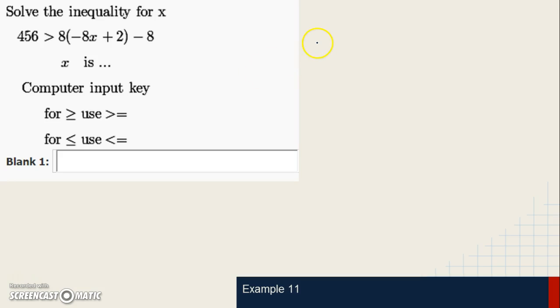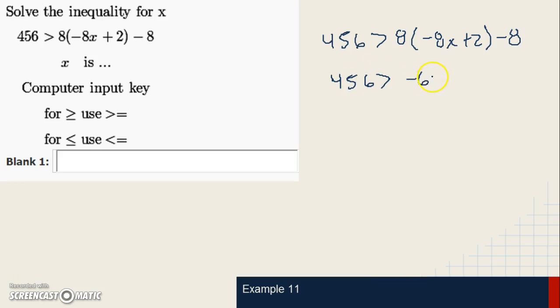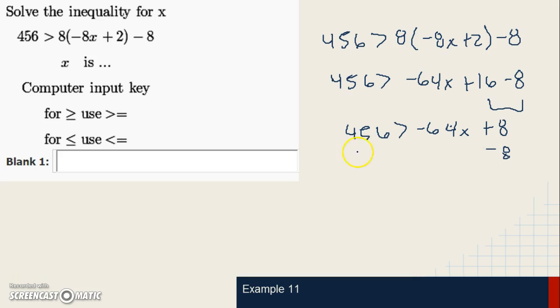Example number 11. 456 is greater than 8 times negative 8x plus 2 minus 8. I'm going to simplify before I do anything. So I have 456 is greater than negative 64x plus 16 minus 8. I can combine like terms here. So I have negative 64x plus 8. And I can eliminate the addition first by subtracting 8 from both sides.